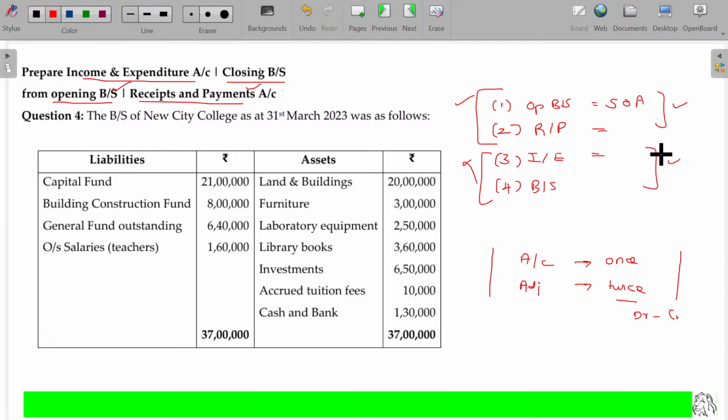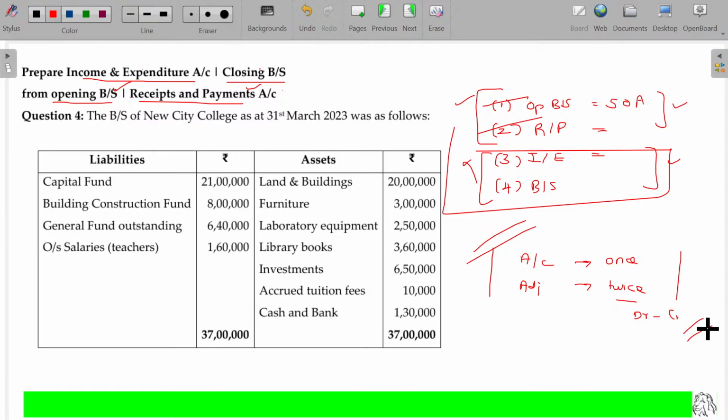In this particular illustration, we have been given these 2. So our duty is confined to the preparation of these 2. For preparing these 2, of course, you have to understand this particular logic. Anything given in statement form or account form should be posted only once. In case any details are given as an adjustment, they should be posted twice.